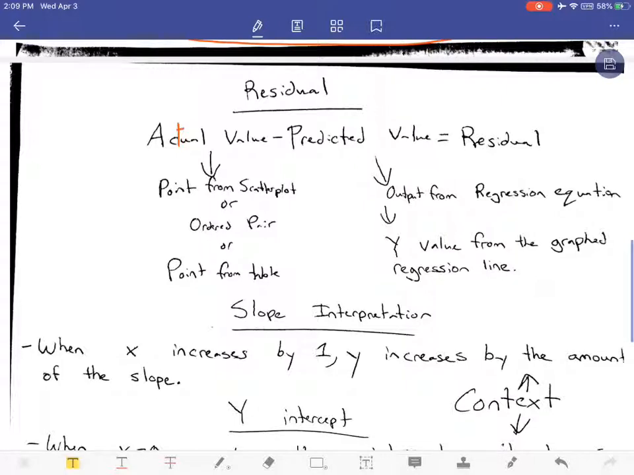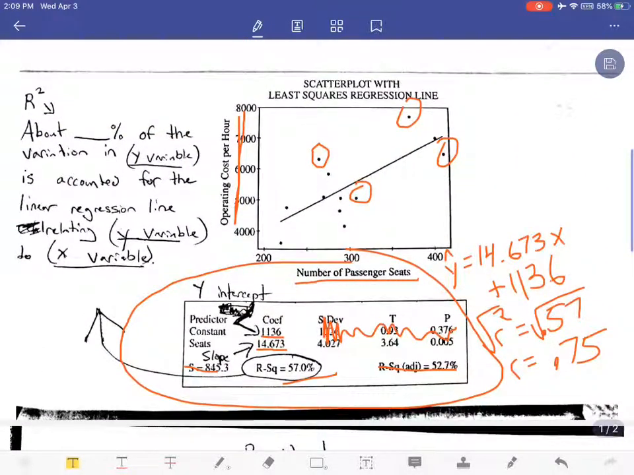So let's go up here. And let's say I wanted to find a predicted value for a 350 passenger seat plane. So I go there on my graph and then see where it comes out to on the y-axis, which is about $6,250 for your operating cost. Okay, so you can estimate it based off the graph.